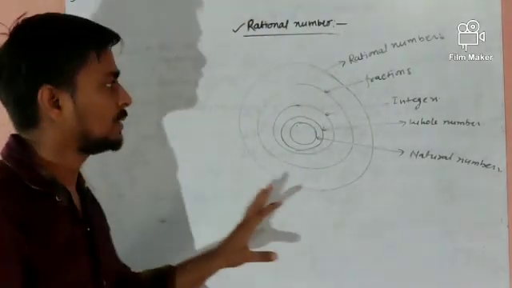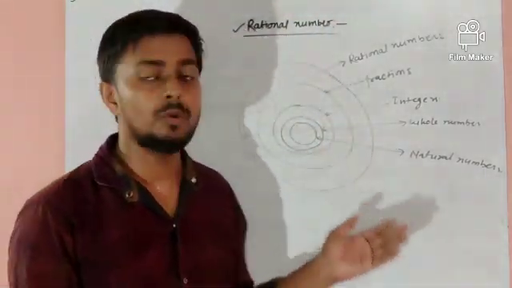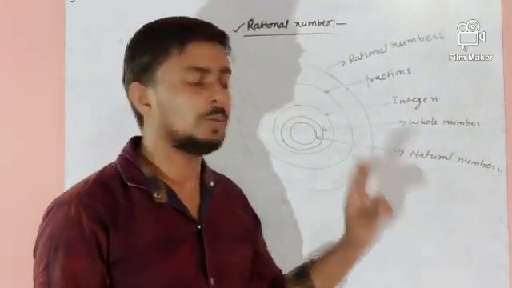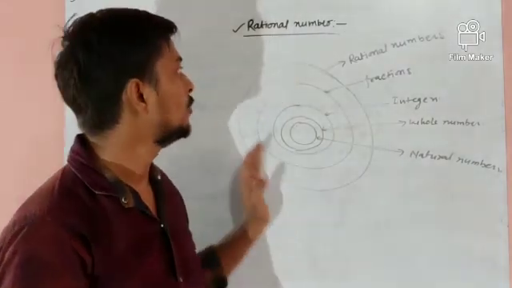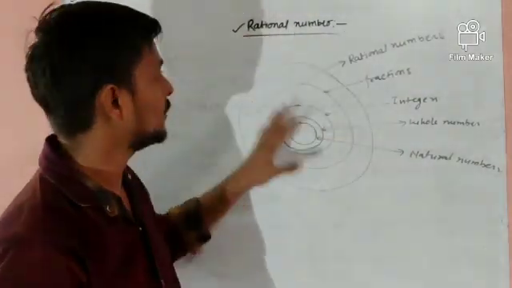So okay, today these topics are done. Next day we will start equivalent rational numbers, rational numbers between rational numbers, and many more. So for now, it's done, the rational numbers.